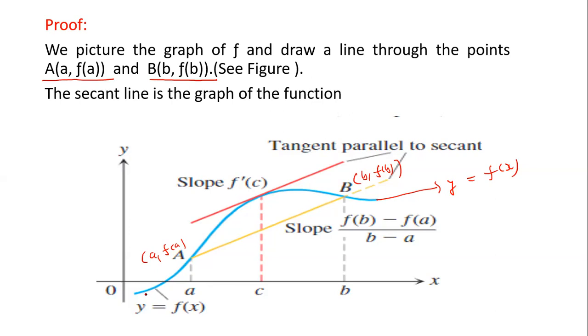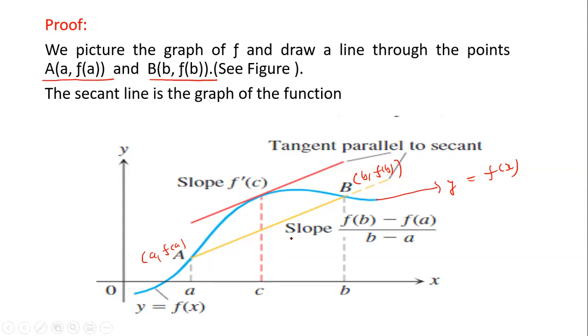Then the first condition: f is continuous on the closed interval a comma b. That means there is a continuous curve without any splittings between a and b. That is condition 1. Condition 2 is f is differentiable on the open interval a comma b, which means there exists a tangent everywhere between a and b. On the curve, there exists a unique tangent at any point between a and b. That is point number 2.